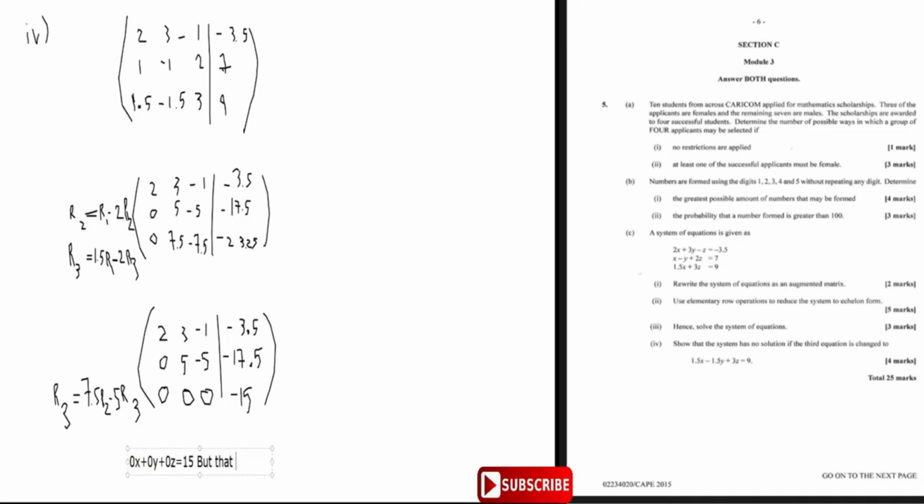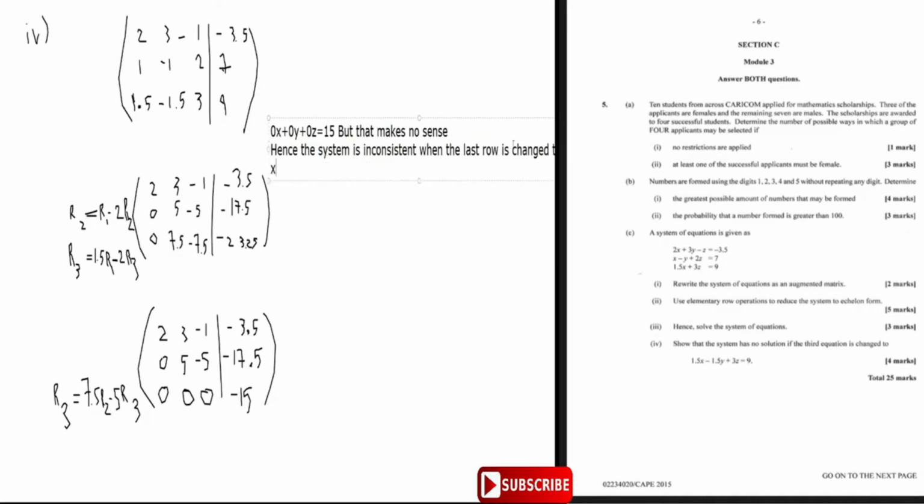But that makes no sense. How can nothing be equal to 15? That makes no sense. Since that makes no sense, hence the system is inconsistent when the last row is changed to 1.5x minus 1.5y plus 3z equal to 9. Hence, the system is inconsistent when we do that.